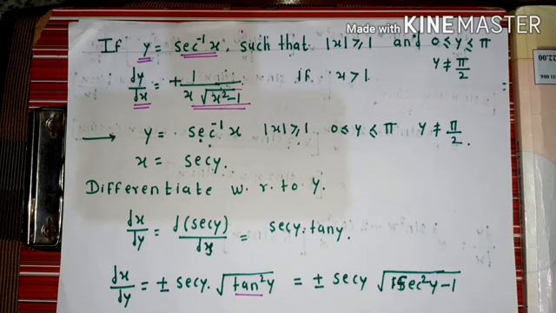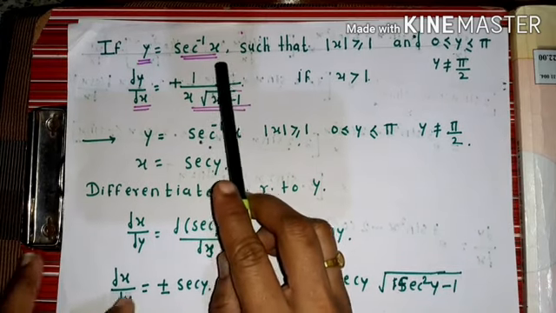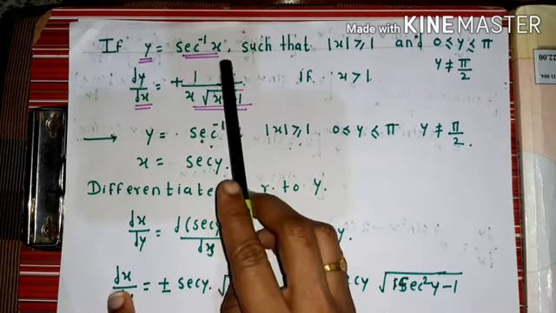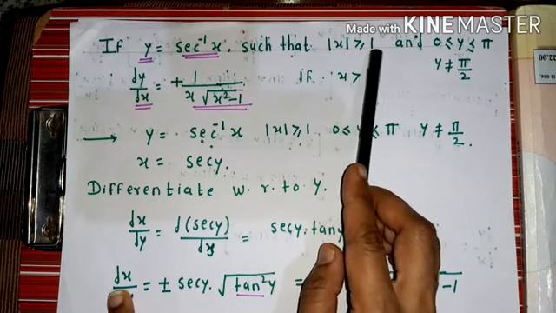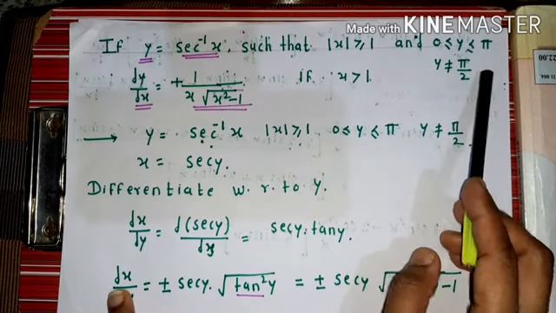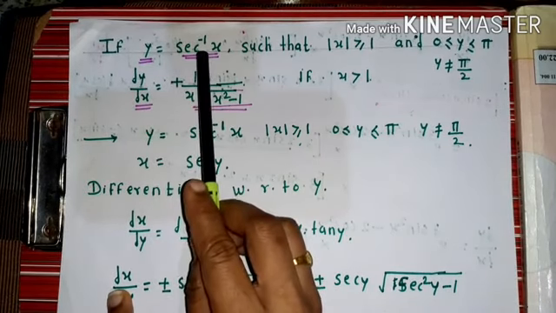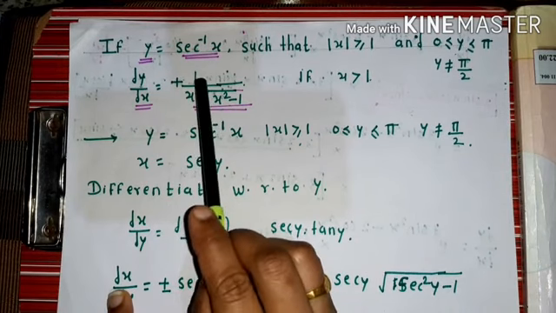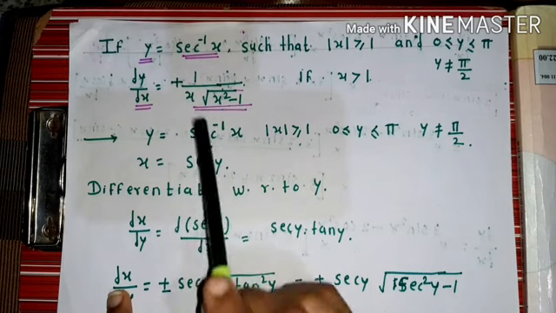Now let us start the remaining differentiation of the inverse trigonometric function, that is sec inverse of x. Let y equal to sec inverse of x such that mod of x is greater than or equal to 1 and y lies between 0 to pi, but y is not equal to pi by 2. Then differentiation of y with respect to x, that is differentiation of sec inverse of x, equals 1 upon x into square root of x square minus 1. Now we have to prove this.